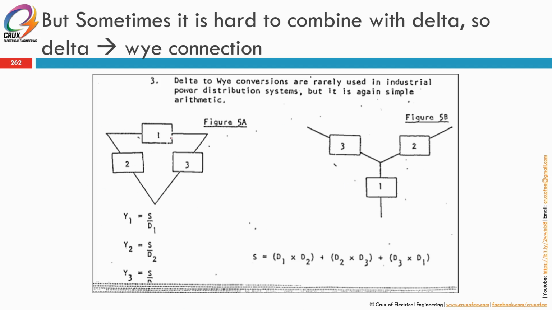Okay, so let's say given Y1 equals S over D1, so you have to calculate. For example, this is D1, this is Y1, Y3, Y2. Just to show you what is meant here. So Y1 here equals S over D1. Y2 equals S over D2. So how do you calculate S? This is the way. S equals D1 times D2 plus D2 times D3 plus D3 times D1.